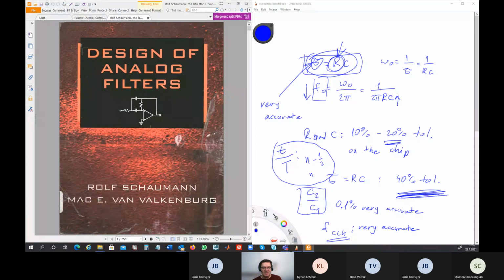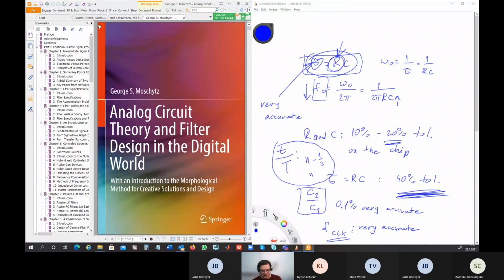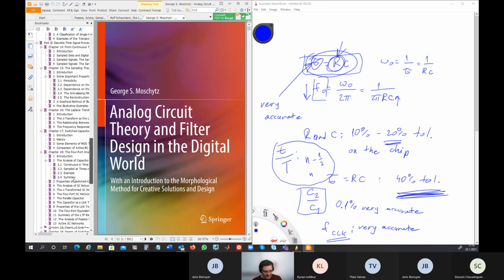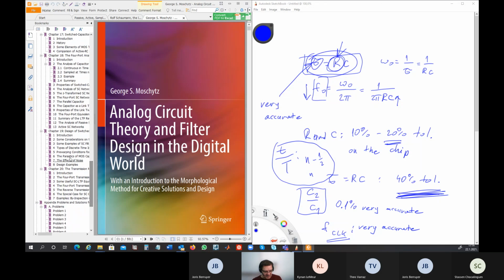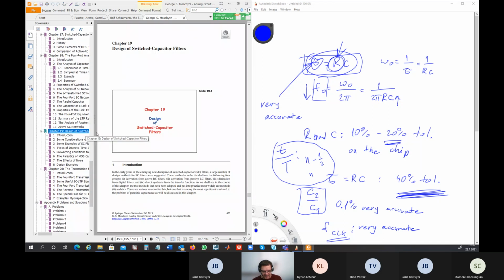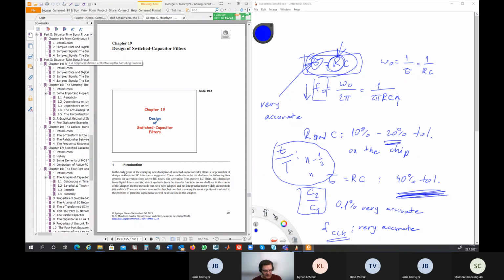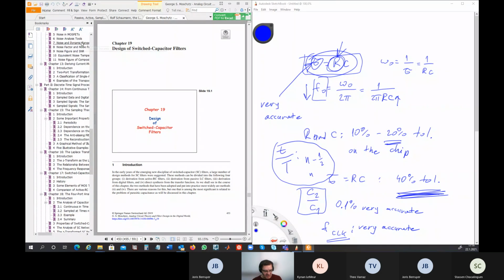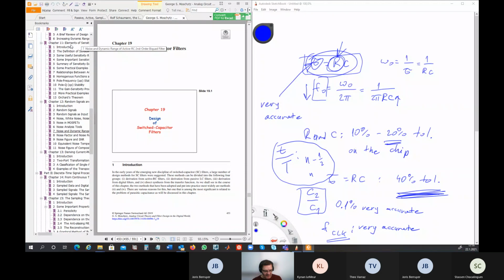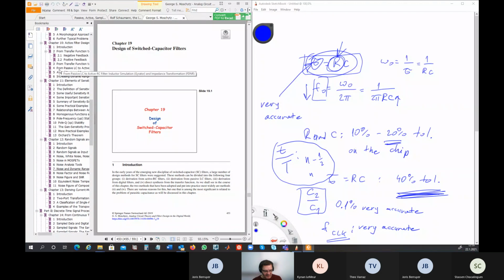Here is another book, which you also have. It also must have switch capacitor filters, so you can learn it from many books. And in both books you have everything that you need. You also have, let's say, sensitivity theory.